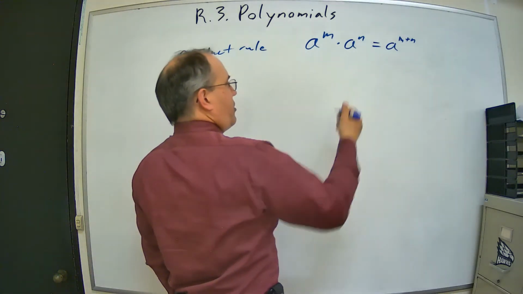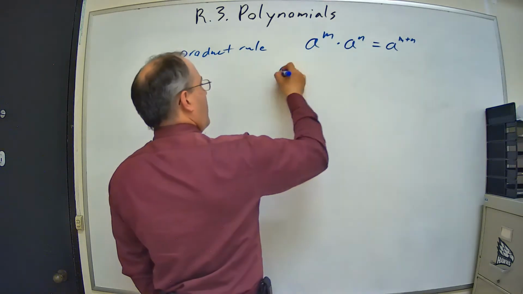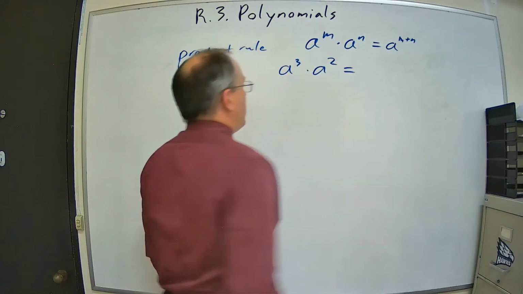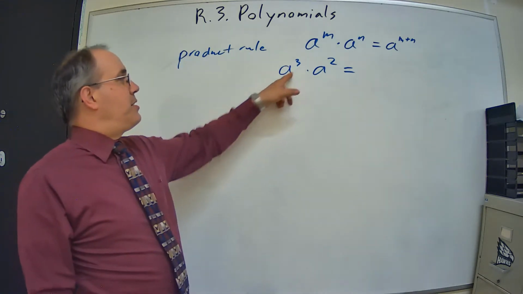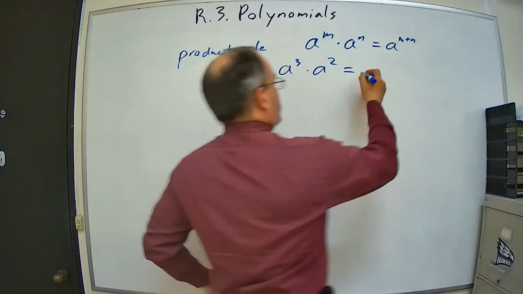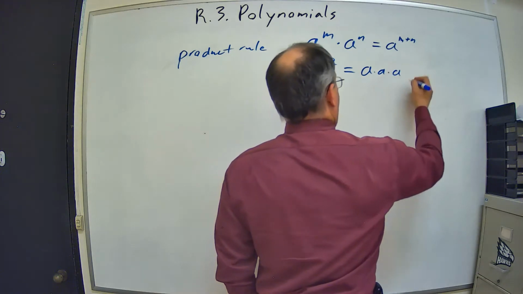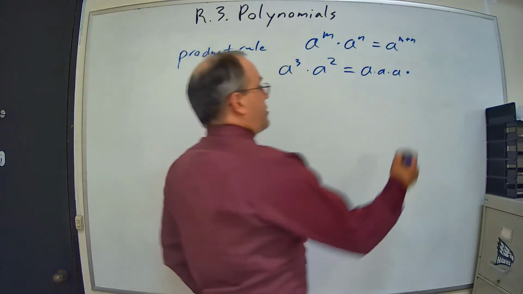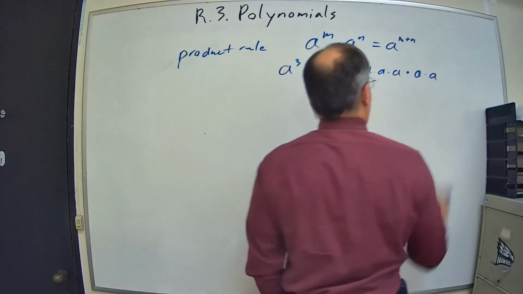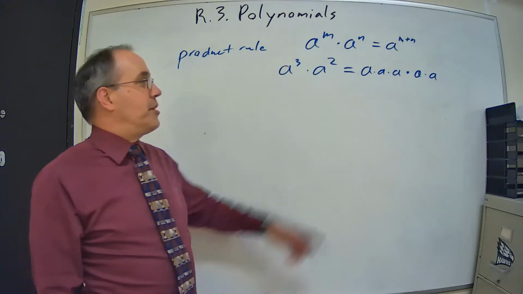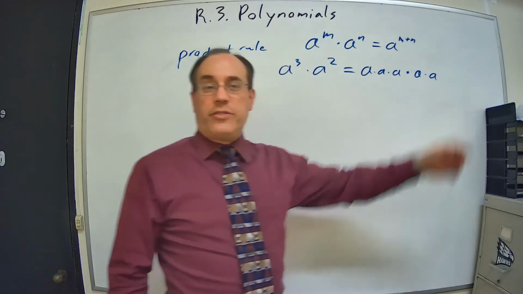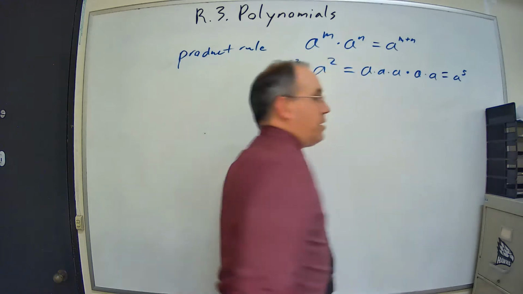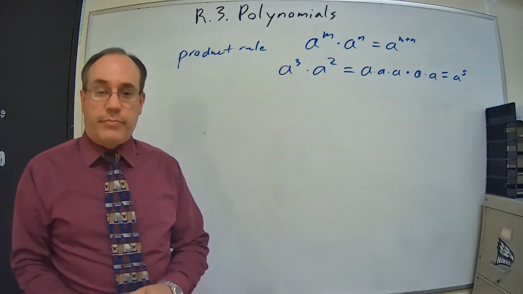So just to verify that, let's take a to the 3 times a to the 2. Well, that means take 3 a's and multiply them together: a times a times a. A to the 2 says take 2 a's and multiply them together, a times a, which gives us 1, 2, 3, 4, 5 a's, so a to the 5th. There you go, the product rule.